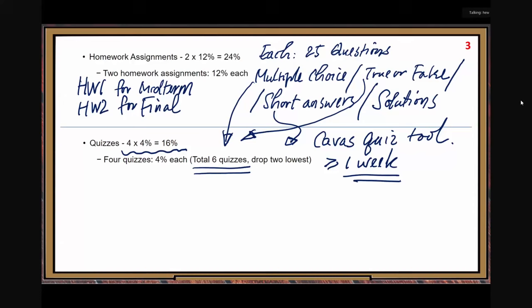The questions cover the whole module. So in order to get yourself familiar with the material of the whole module, you need some time. So I give you one week to study and complete.